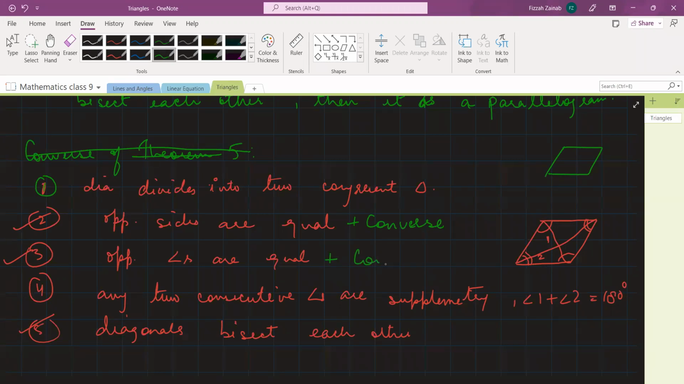Similarly, the converse of this property is also true, that if opposite angles of any quadrilateral are equal, then that quadrilateral is a parallelogram. Is that clear? Zeba, is that clear? Yes, ma'am. Okay. And this converse is also true, that if in any quadrilateral the diagonals are bisecting each other, then it is a parallelogram. Jaslyn, is that clear?